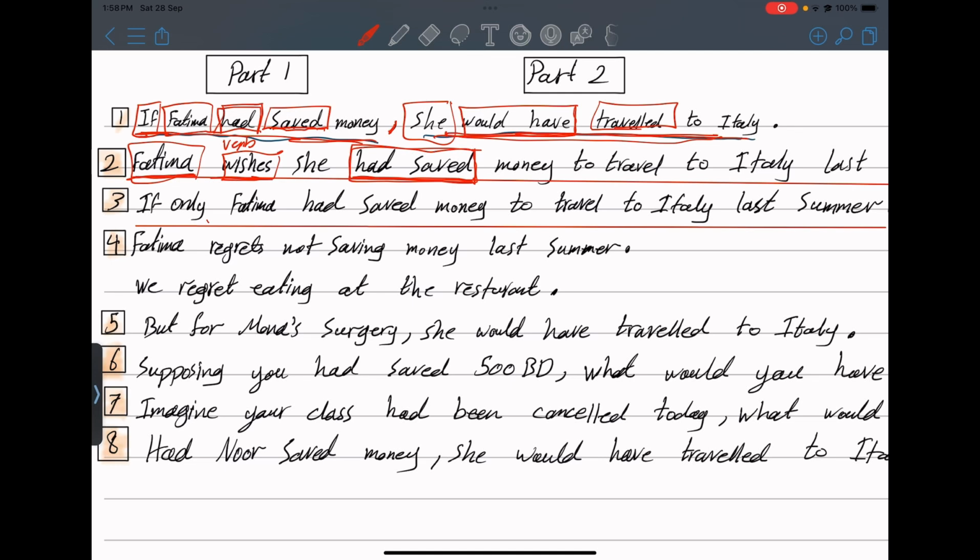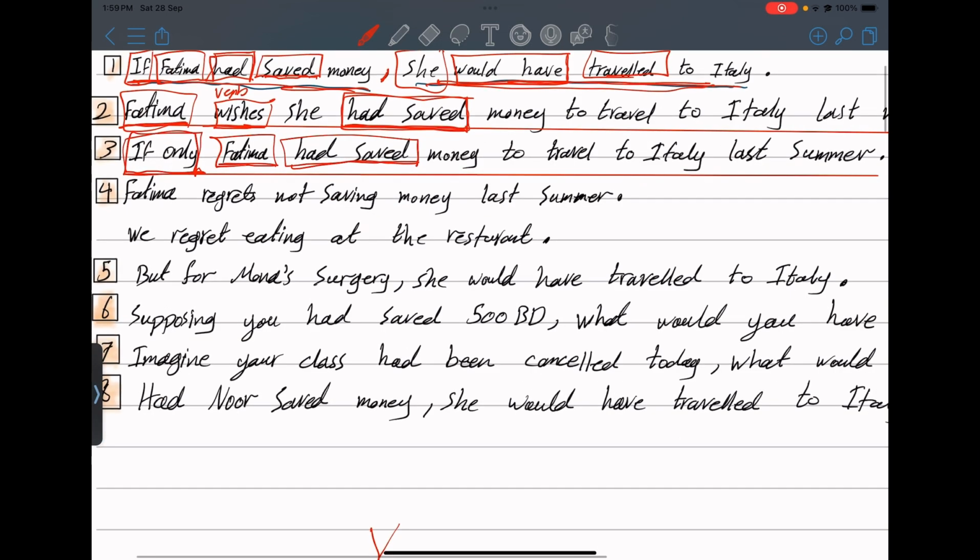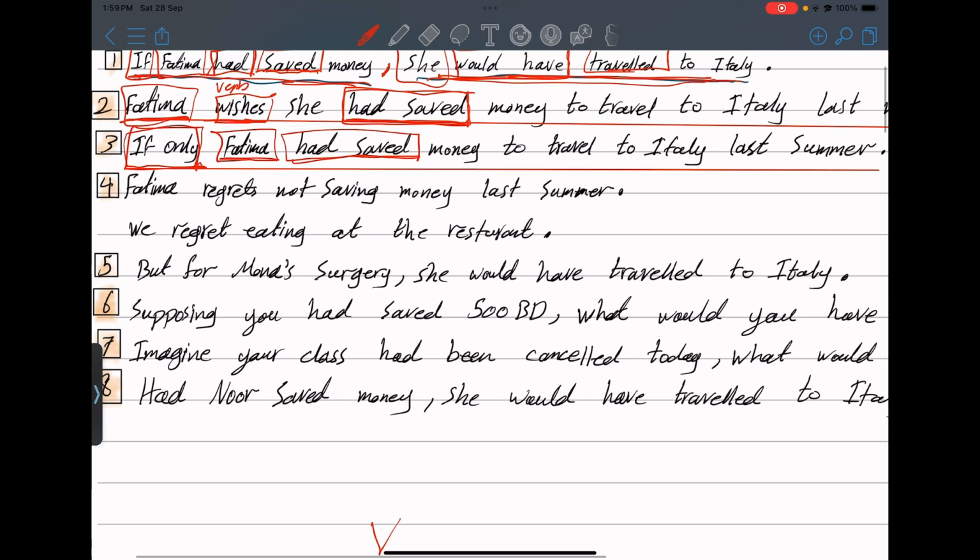So here we have if only, the main thing. Then we have the subject. Then we have had, saved. Had with past participle. The main thing here. In the fourth, it's different from the other also.